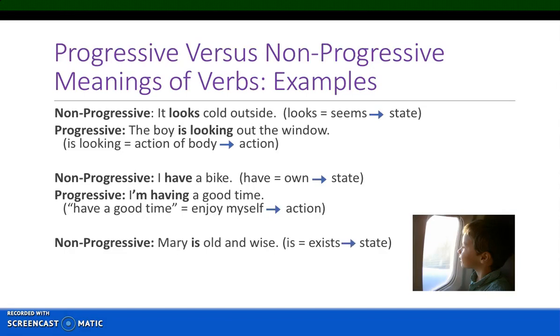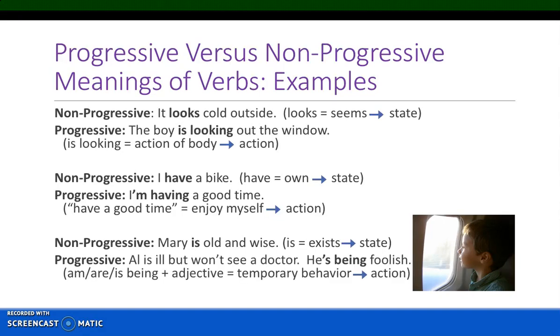Mary is old and wise. This is the be verb, which means exists, and that is a state. Al is ill but won't see a doctor. He's being foolish. In this case, if we have am, are, is, and being with an adjective, that means something is a temporary behavior, and this is considered an action.